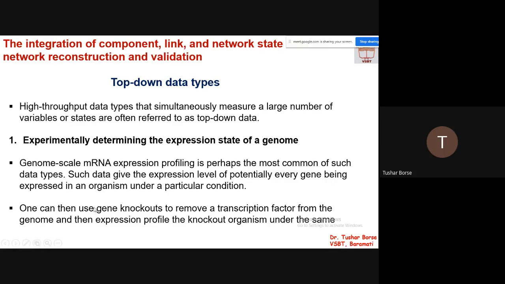So it can be done in three ways. The first one is what? That you can experimentally determine the expression state of a genome. Okay, so as I told you, you can have your organism in different states, and then you go for the complete data sets.